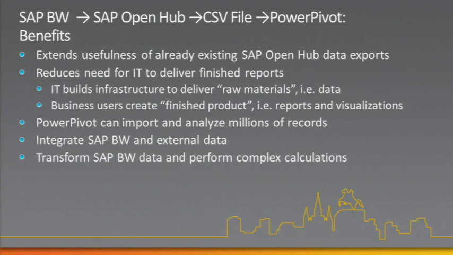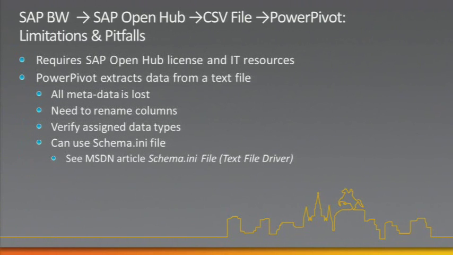So in terms of what's the benefit of this one, if you've got these exports already happening, you can extend the usefulness of these. Again, we've got this raw materials versus finished product scenario. Power Pivot can import and analyze millions of records. So I think the largest I've done the other day was 28 million. And again, we saw from the keynote speaker, it can go much larger than that. And again, we're integrating and transforming SAP BW.